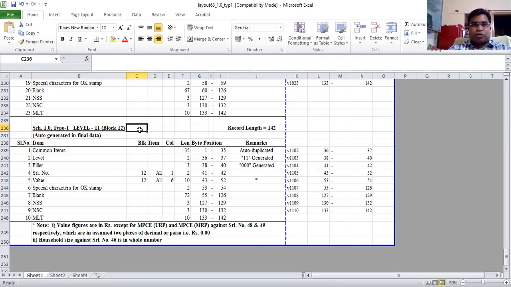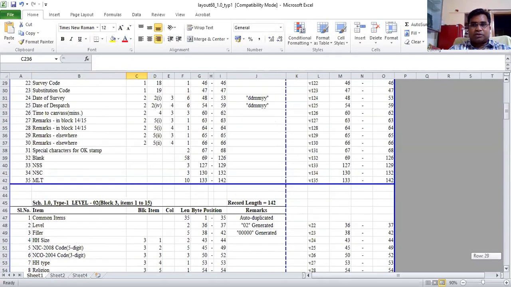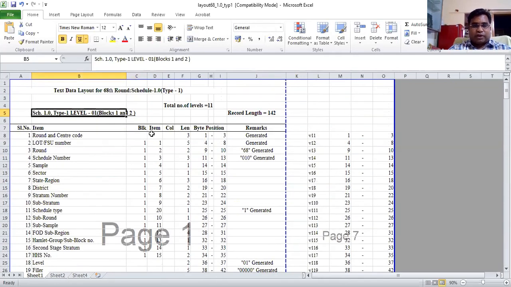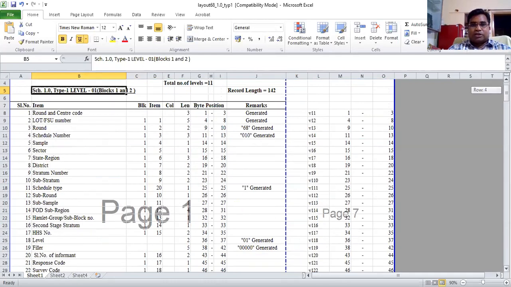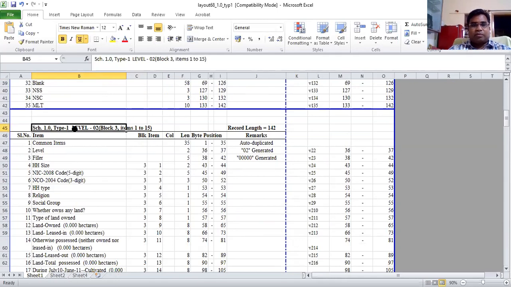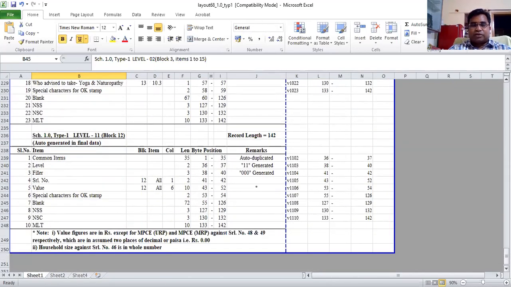So that means the whole 12th block of the questionnaire is stored into 11 levels, and the data I showed you corresponds to all these 11 levels. The first level corresponds to a particular text file, denoted T01. Similarly, the second level corresponds to level 2 information, another text file, T02. That's why when I showed you the data files, there were 11 files. Each of those 11 files corresponds to each of these blocks. So this is the relation between the questionnaire and this layout file. You must understand this.